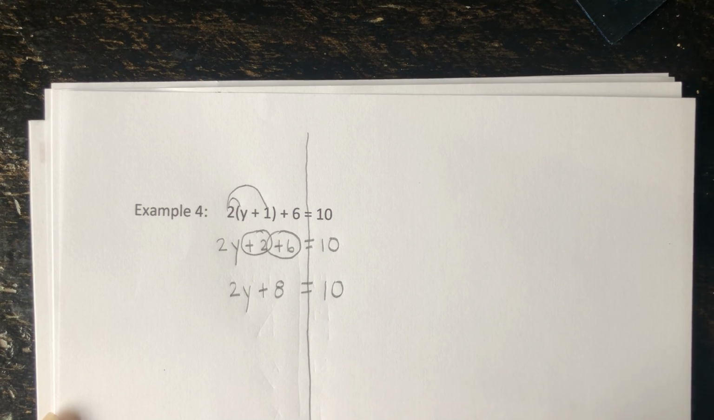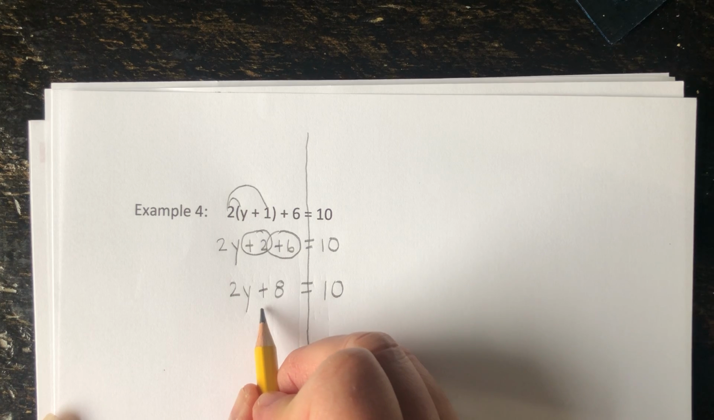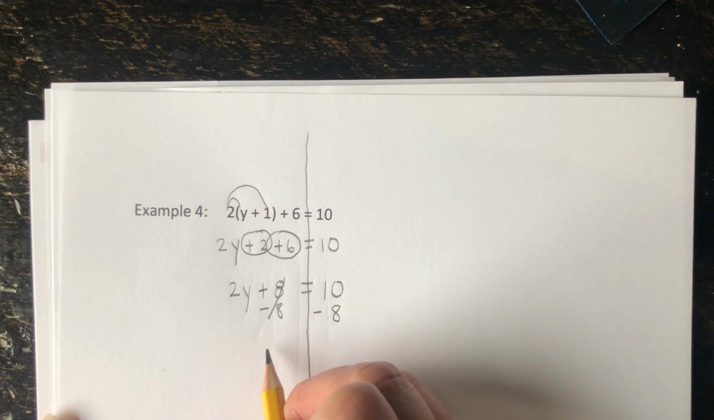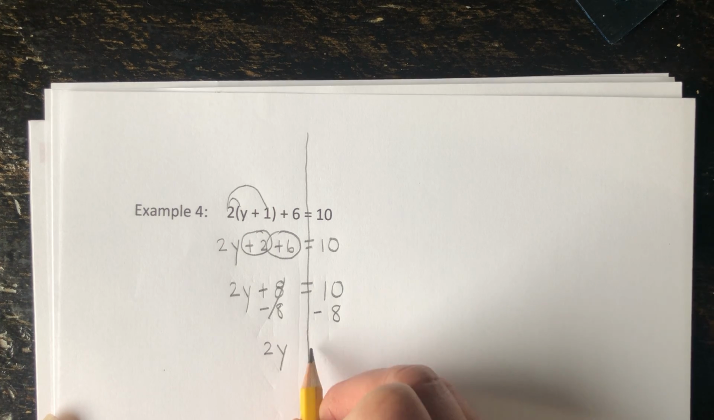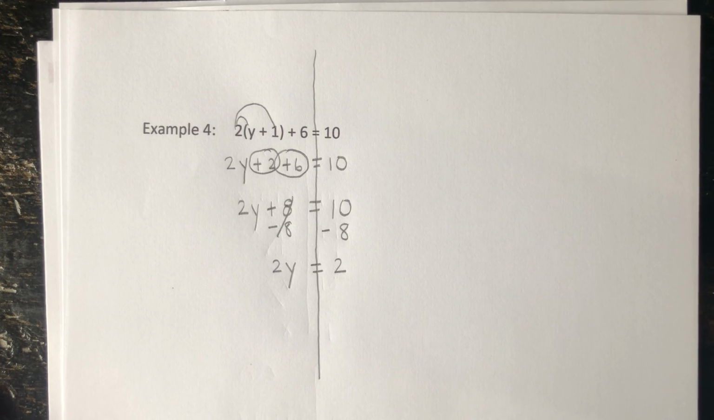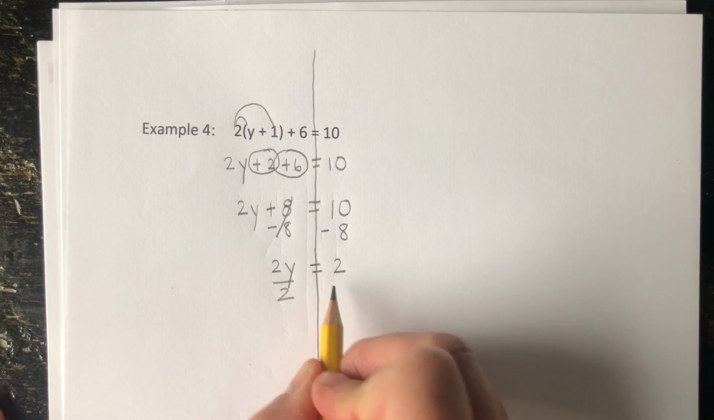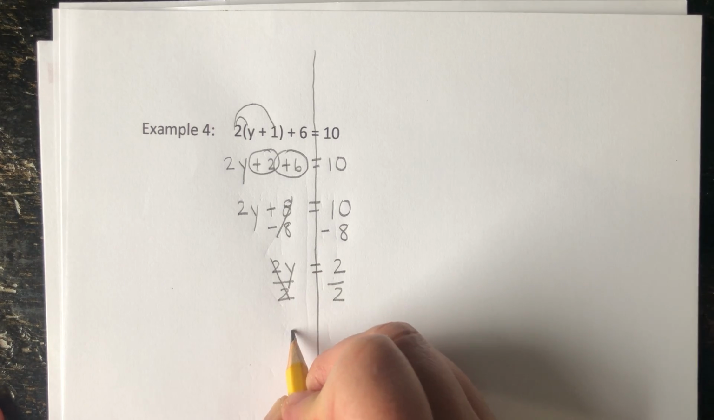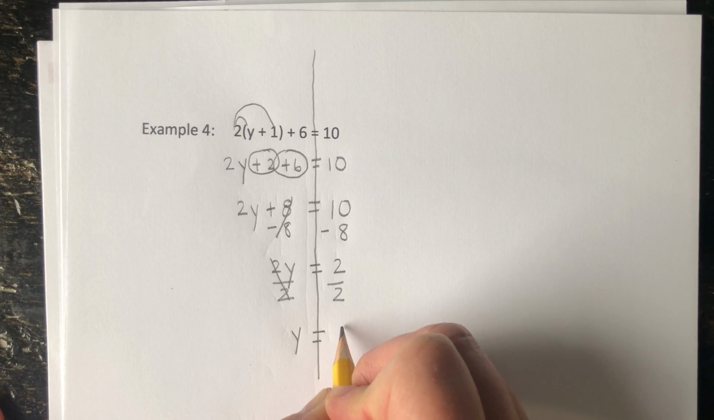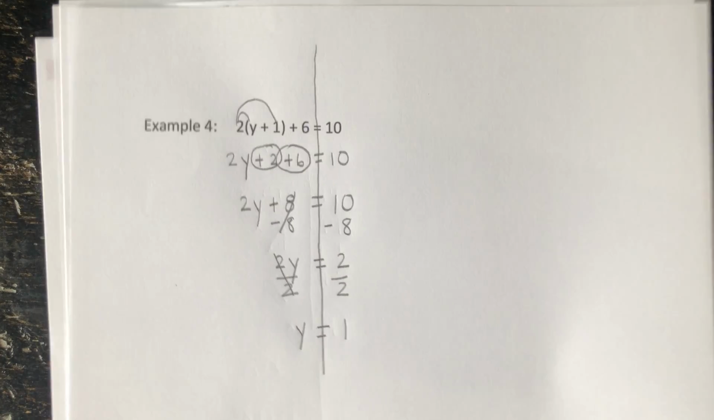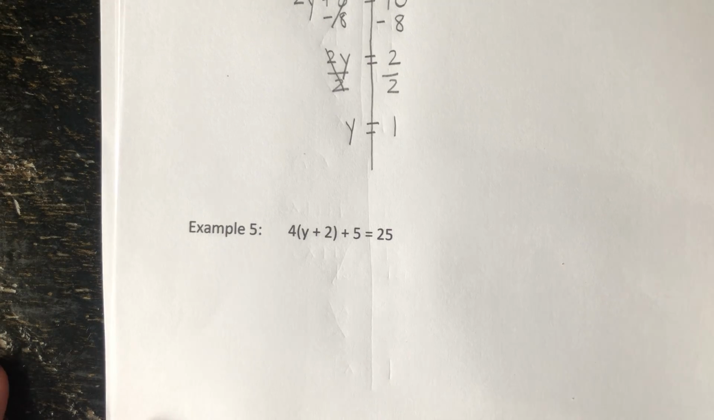Okay, again, I'm just trying to get y by itself, so I'm going to do the opposite and subtract 8 on both sides. I'm left with 2y on the left equals 10 minus 8 equals 2 on my right. My last step is to get y by itself, so I'm going to divide by 2, divide by 2. The 2's will cancel. Y equals 2 divided by 2 is 1. Okay, let's look at one last example here.